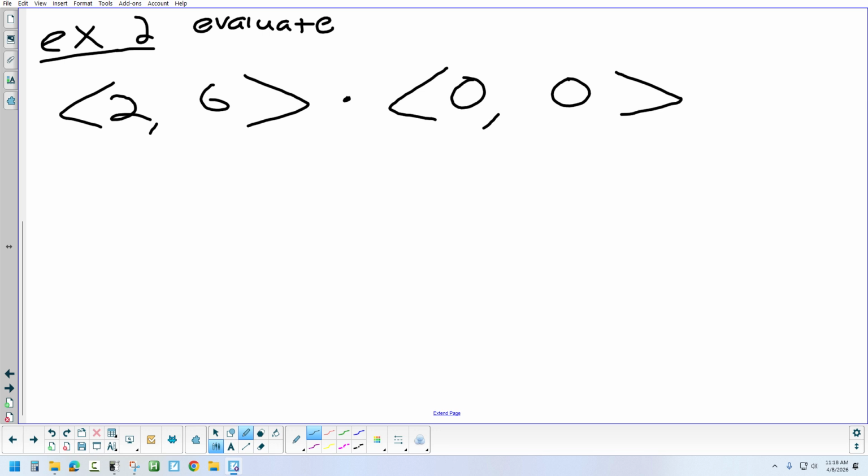2 times 0 plus 6 times 0. Yep. Multiply the horizontal times the horizontal component, and then add the vertical times the vertical. And then what do you get if you do that? 0. 0 the number, or 0 the vector?